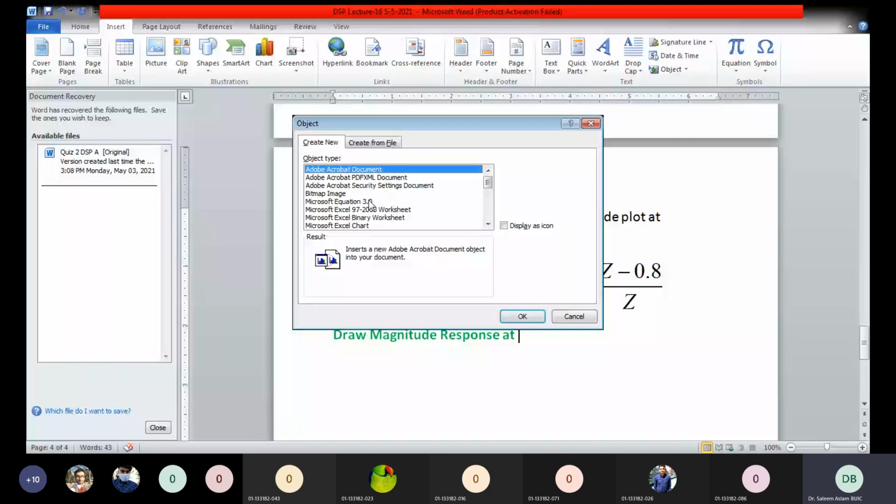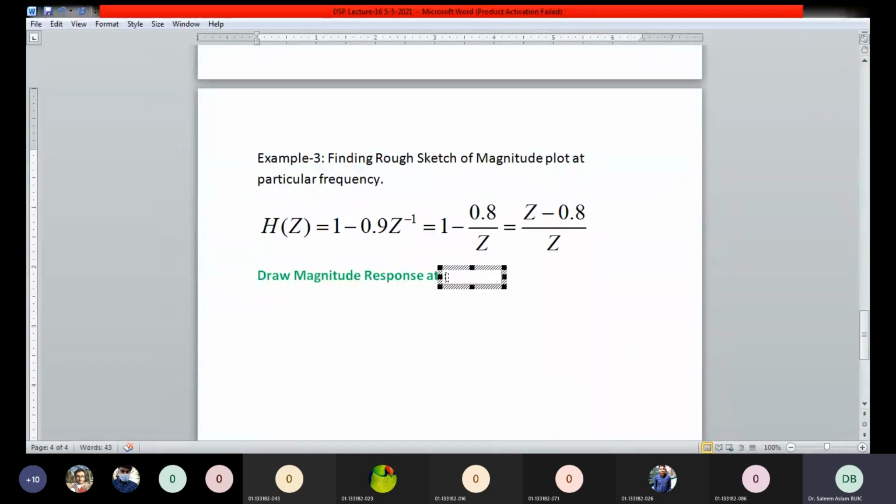Now the frequency is given. Earlier nothing was given, and you found the minimum and maximum values. Still, this system has its minimum value at omega equal to theta, 0 degrees, and maximum value at omega equal to pi. But what is its exact value at omega equal to pi by 4? How can we calculate this? This is our next task.